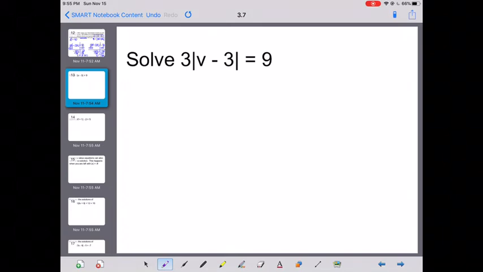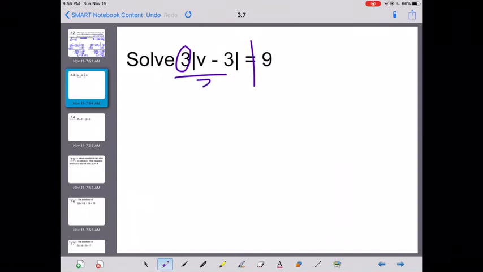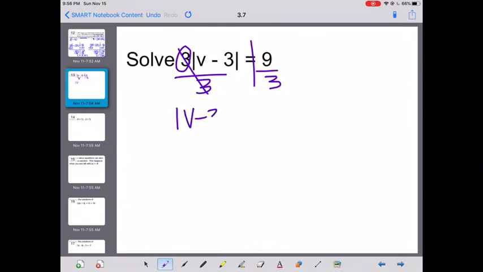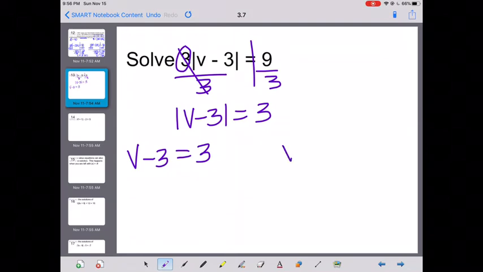All right, here is where that very important first step is going to come in handy. It says 3 times the absolute value of v minus 3 is equal to 9. Remember, on that first practice slide it said make sure first that nothing is on the outside of the absolute value bars before you split it into 2. Well, I have this on the outside, so the first thing I have to do is get rid of that. Because that's multiplying, I'm going to divide by 3 on both sides. That's going to leave me with the absolute value of v minus 3 being equal to 3. Now I can split it into my two equations.